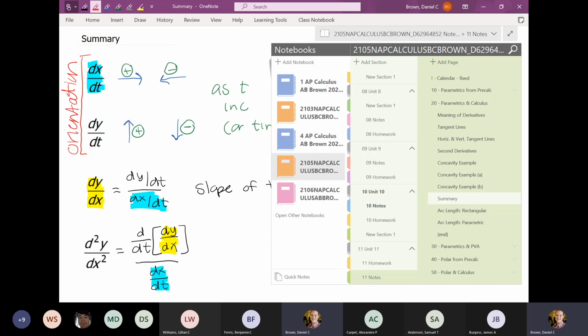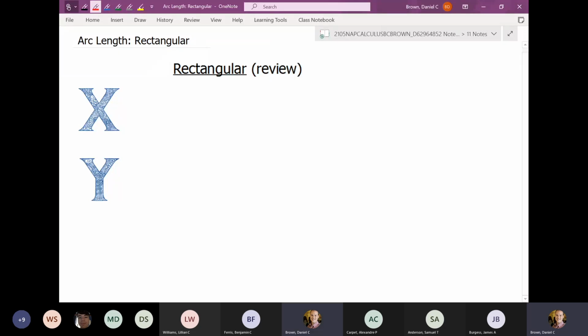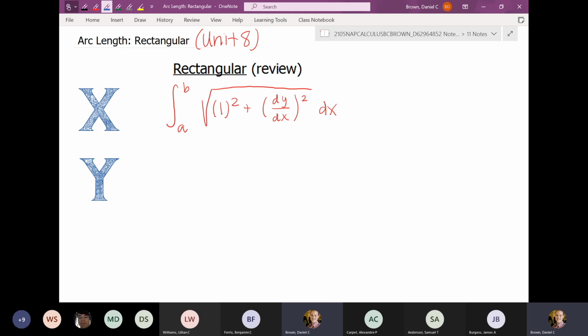All right, one more formula I want to give you just to make tomorrow go a little bit better is going to be arc length. So we first did arc length back in Unit 8, and you had two formulas for it. If you're doing it in terms of x, and again, this is just review, so I'm going to write it down. Maybe you don't need the review, maybe you do. If you're doing it with respect to x, it looks something like that, coming from the Pythagorean theorem.